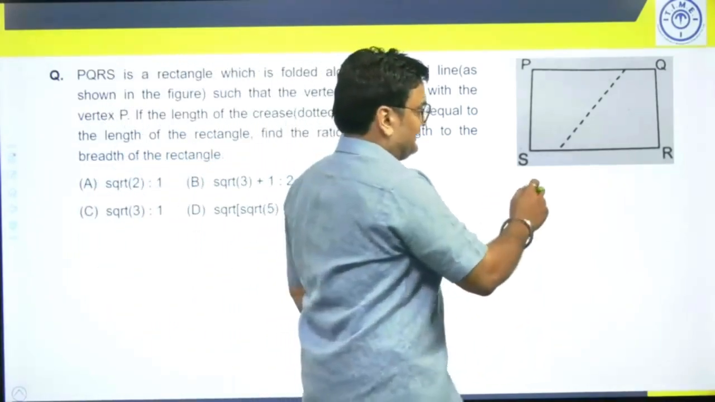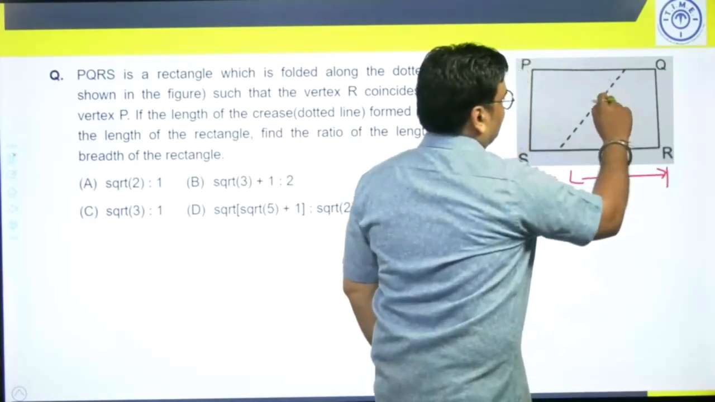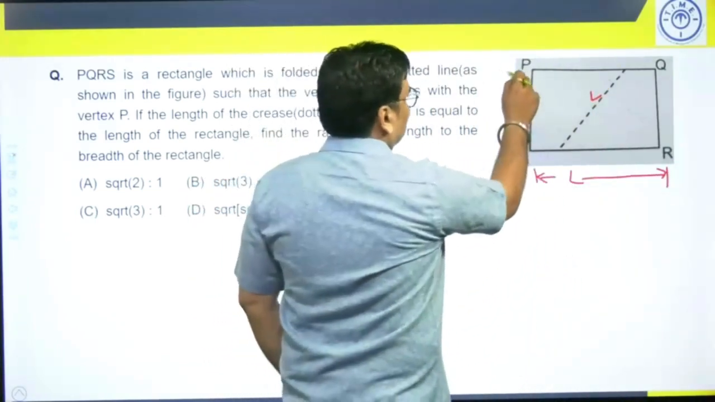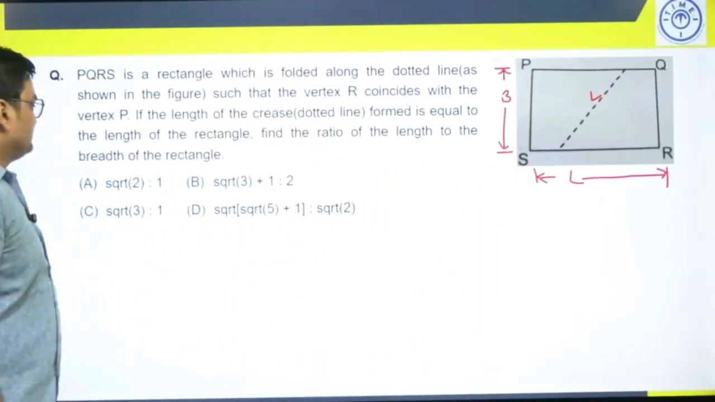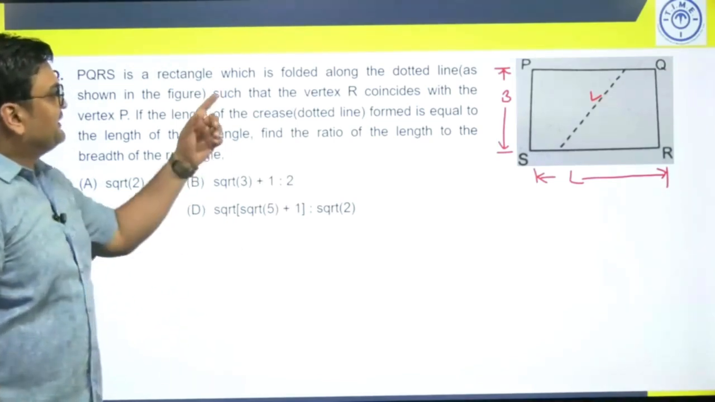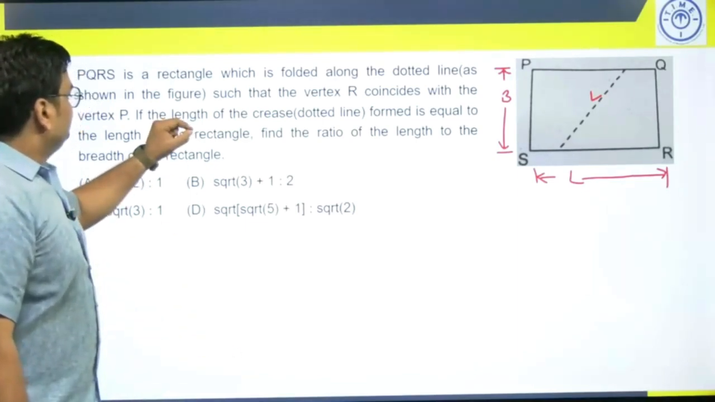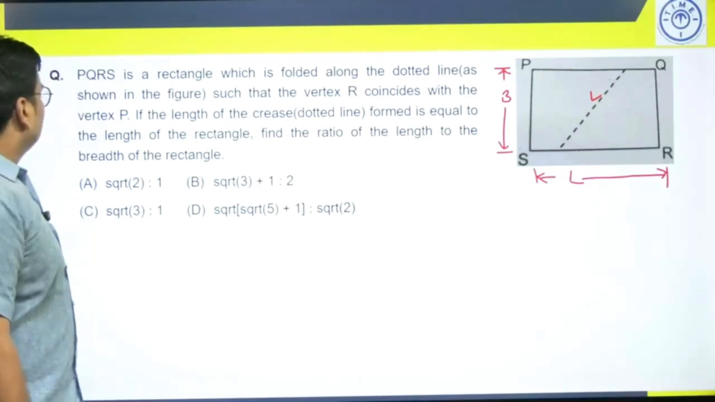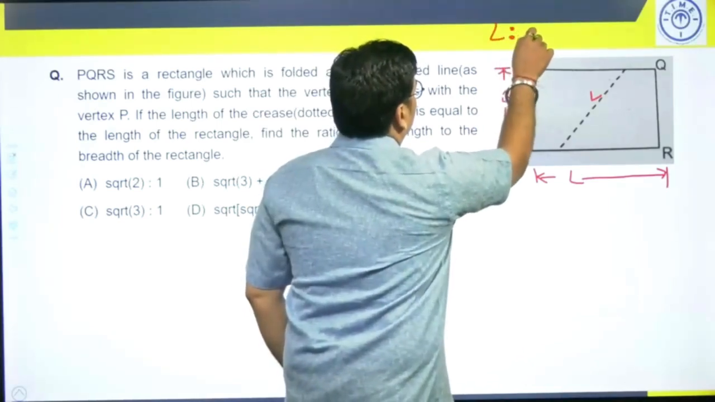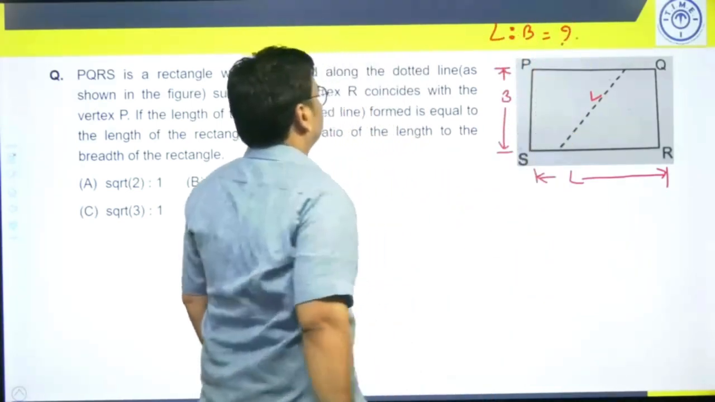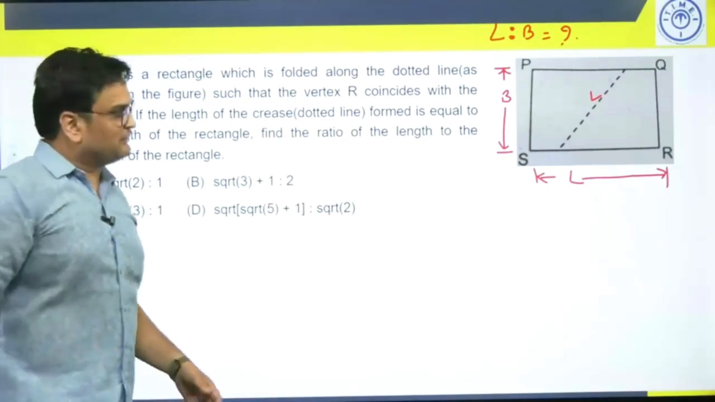So if I take the length of the rectangle to be L, for example, so this is also the length L. Let's assume the other side is the breadth. So length and breadth, and that crease is also L, the length of the rectangle. Find the ratio of the length of the rectangle and the breadth of the rectangle. So the final question is, we have to find length is to breadth, how much is it going to be. So let's try to think about ways to answer it.